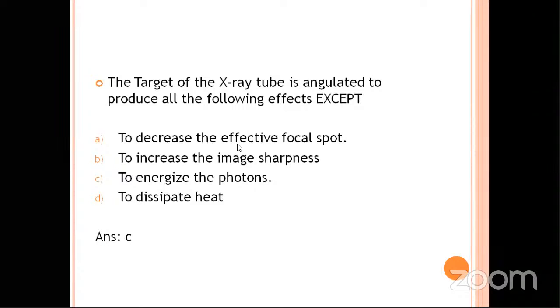From the actual focal spot to the effective focal spot, image sharpness is very important, because if the image sharpness is not maintained properly, the image shadow will be more. And the angulation is about 20 degrees, because it has to dissipate the heat. Since so much reaction is taking place at that particular point, so much heat will be produced, and hence it is angulated to dissipate the heat. Whereas the energization of the photons is not done by the target angulation. It is actually maintained by the potential difference.